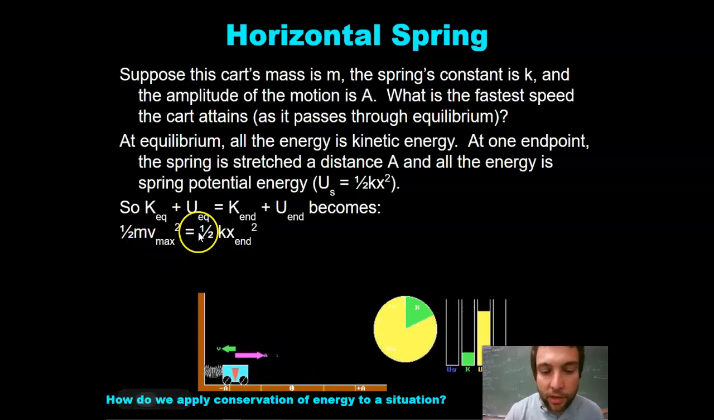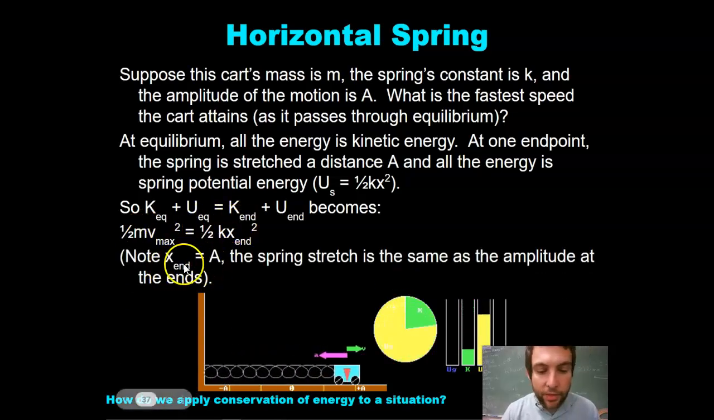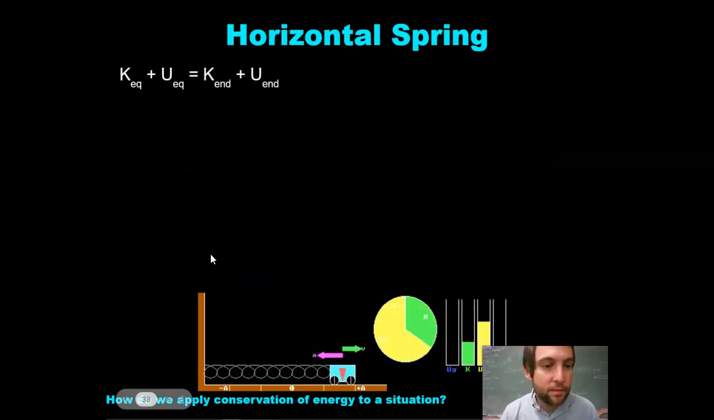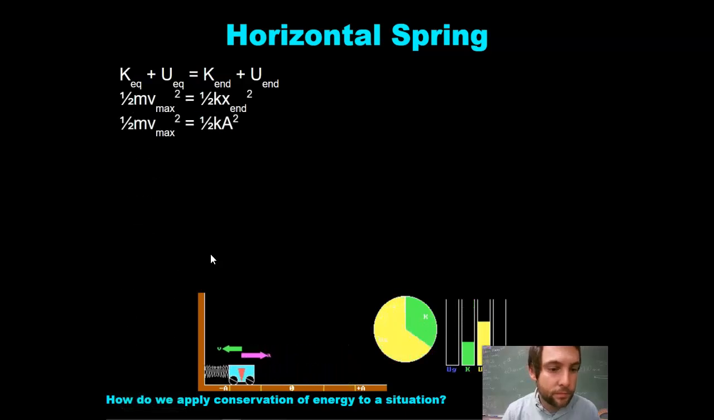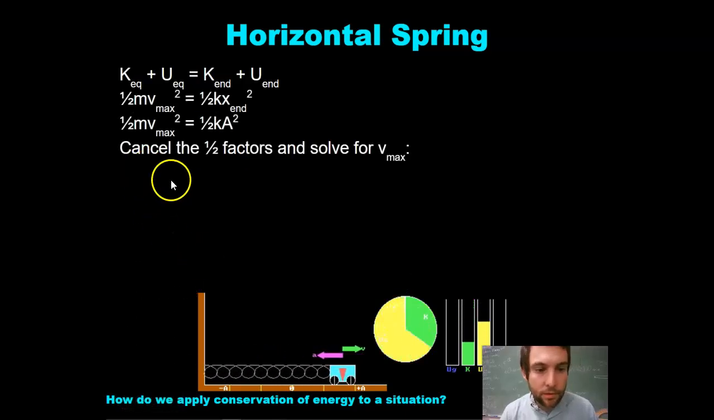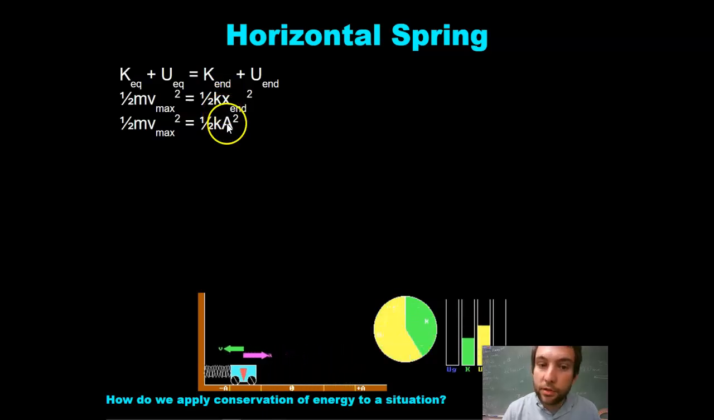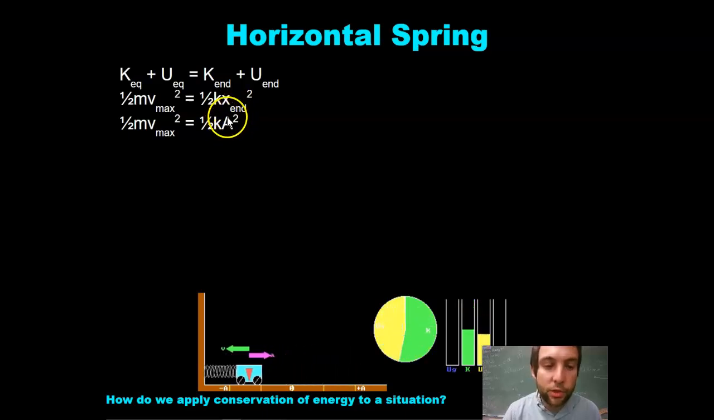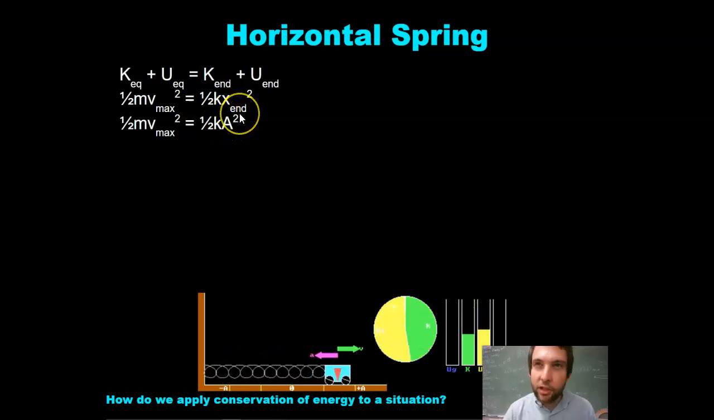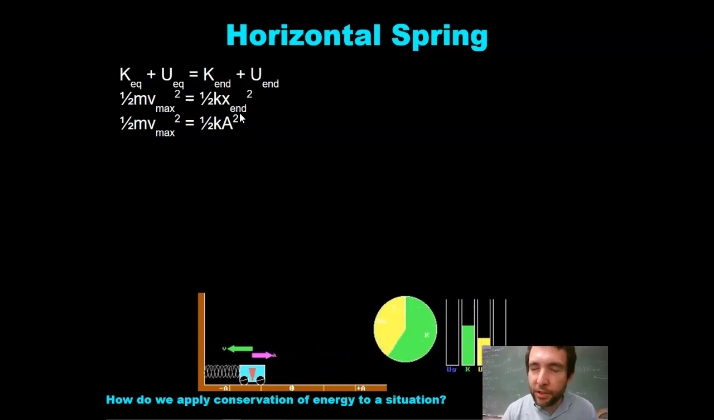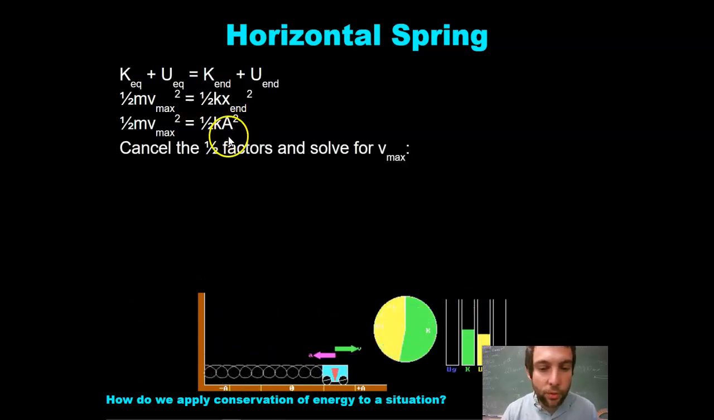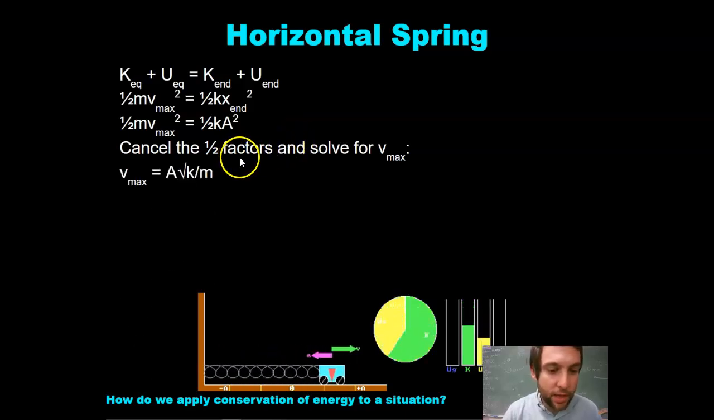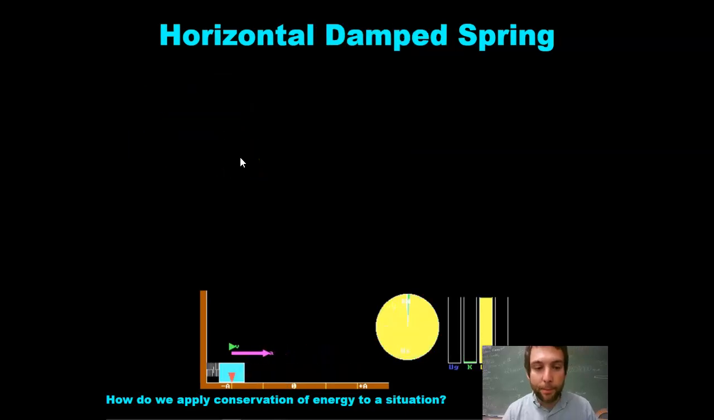So we have 1/2 mv squared equals 1/2 kx squared. Note that x_end equals A, the spring is stretched the same as the amplitude at both ends. There's that substitution. So rather than putting x sub end there, we're just using capital A for amplitude. You may see that in a free response question. Cancel the 1/2 factors and solve for v max. v max equals A times the square root of k over m.